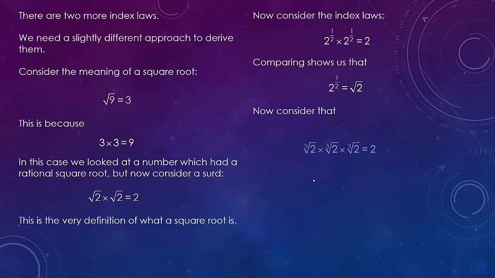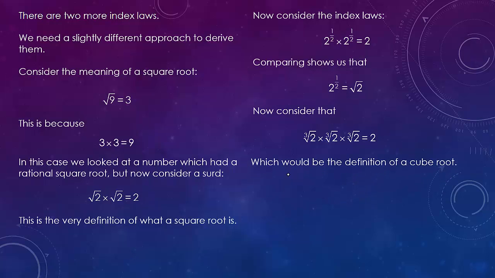Now consider that the cube root of 2 multiplied by the cube root of 2 multiplied by the cube root of 2 would also be 2, which would be the definition of a cube root. 2 to the third times 2 to the third times 2 to the third would be 2 because we add the indices, and a third plus a third plus a third is 1, from which it follows that 2 to the power 1/3 is the cube root of 2.